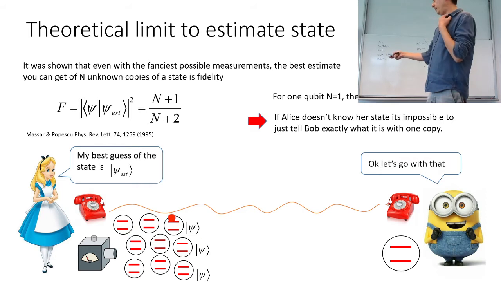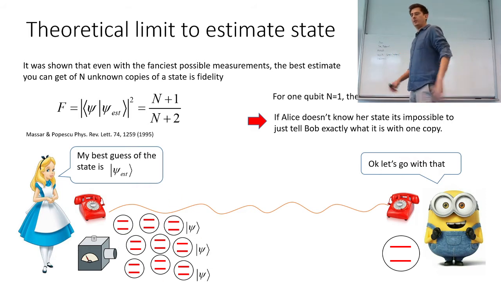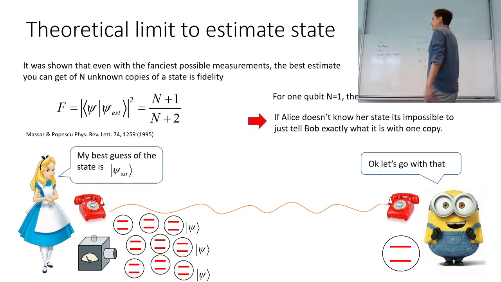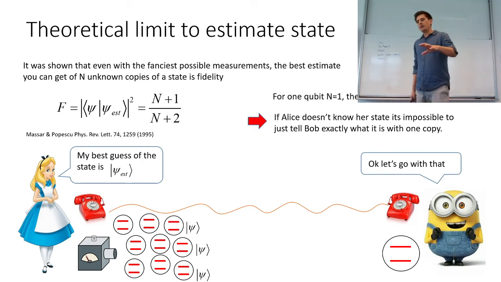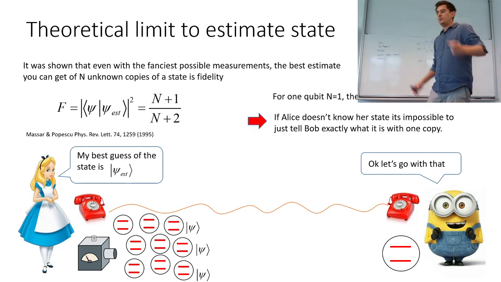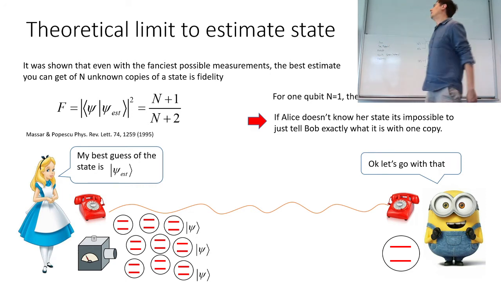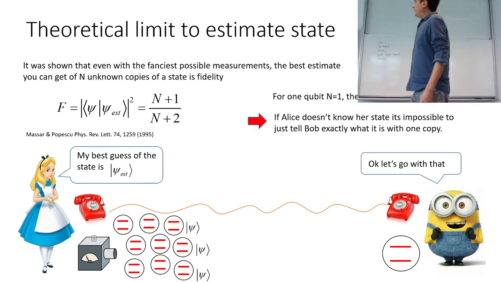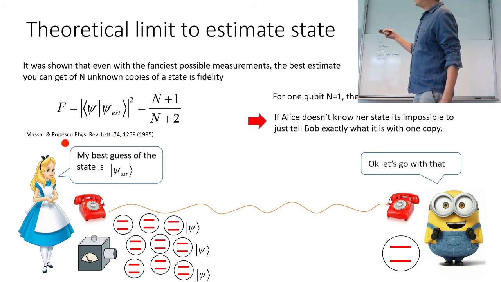So if you have more copies of it, it gives you a slightly better chance of working out what it is, because you can do all kinds of measurements and try and work out what the state is. So you do a 0-1 basis measurement, and a plus-minus basis measurement, do various measurements, and work out probably what it is. So these guys have the result that this is the fidelity.